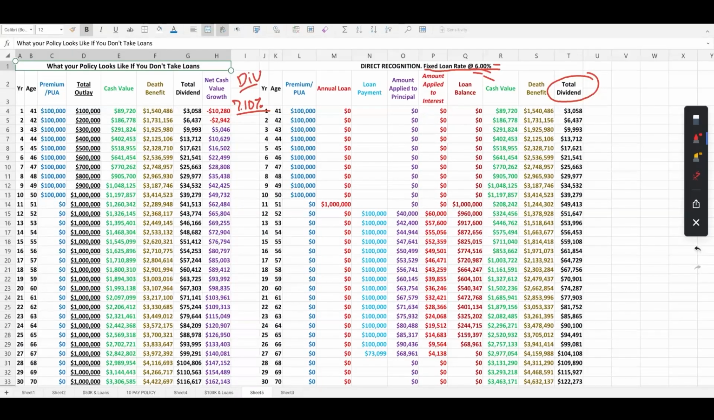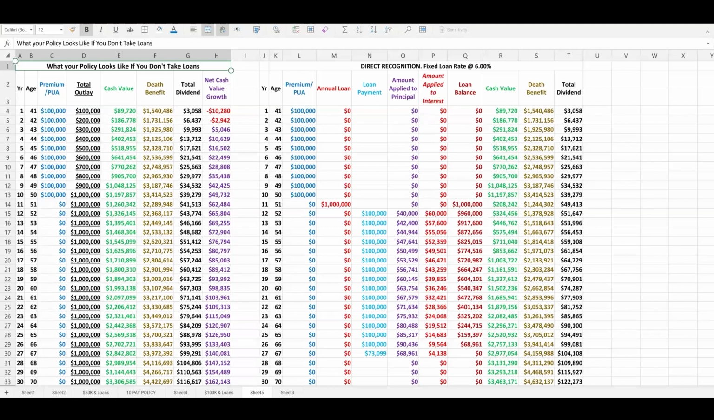But it's a pretty cool option when we look at it. It's different, and a lot of times people aren't aware that a direct recognition company can and will sometimes raise the dividend on outstanding loan funds. A lot of older Guardian contracts do this. Northwestern Mutual with their older fixed loan rate does the same. But that is our direct recognition policy.